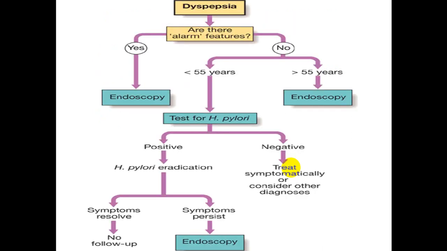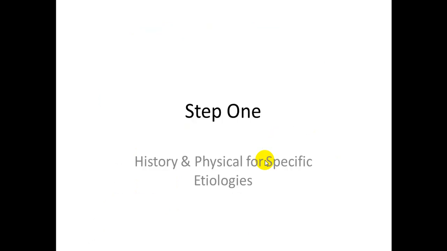So in brief, for dyspepsia, are there alarming features? Yes, go ahead for OGD, endoscopy. No, is your age more than 55? Endoscopy. Less than 55? Test for H. pylori. If it is positive, treatment; if resolved, no need for follow-up; if treatment does not resolve, endoscopy. If it is negative, treat symptomatically.